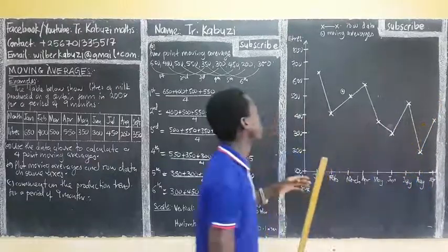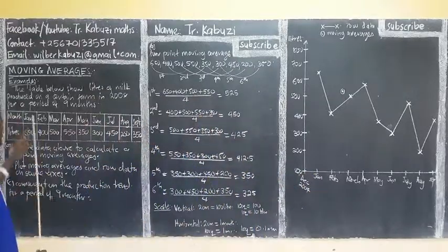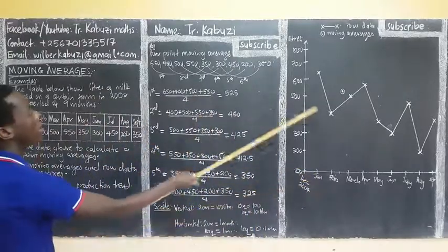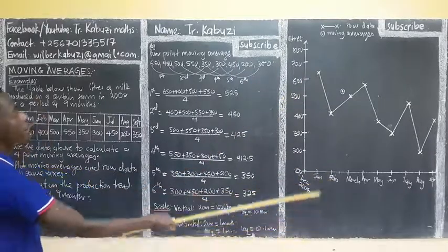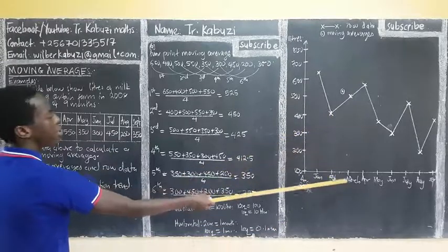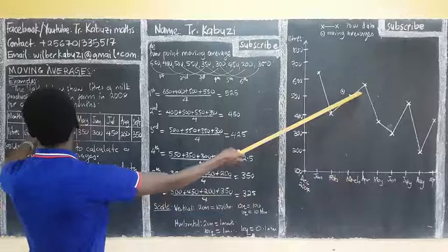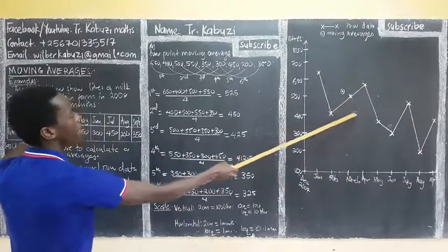After plotting, now this raw data, we plot them again. So see, January goes with 550. When you come to February, it goes with 400. That's why you see February with 400. Come to March, March goes with 500, and so on upward.